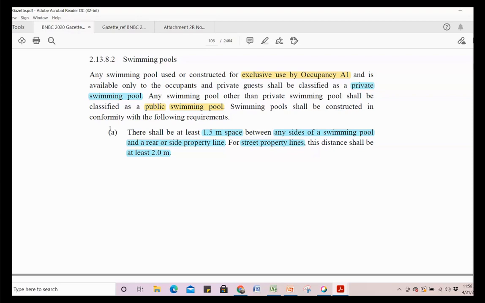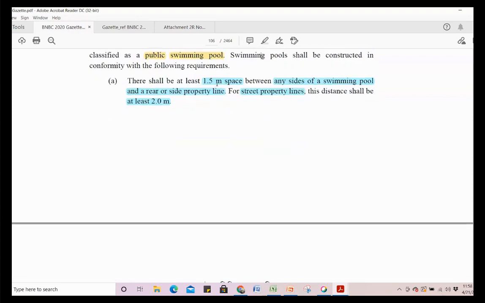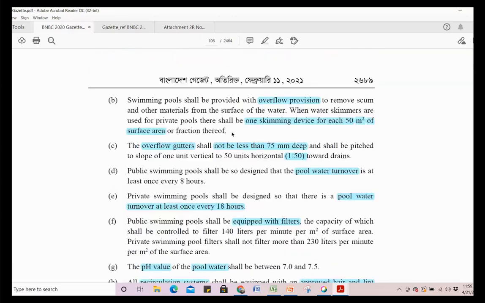Swimming pools shall be constructed in conformity with the following requirements. There shall be at least 1.5 meter space between any side of the swimming pool and a rear or side property line. So it has a setback criterion. It cannot go to the property line. It needs a setback of 1.5 meter spacing from the rear or the back of the property line. For street property line, it needs a setback or distance of at least 2 meters. So it is a bit more in the front.